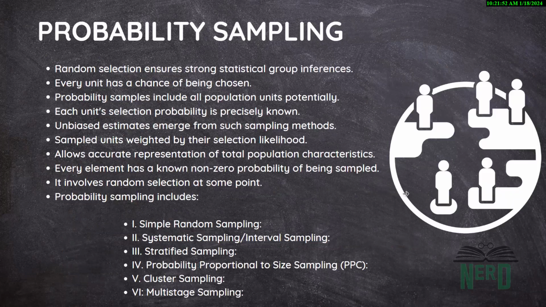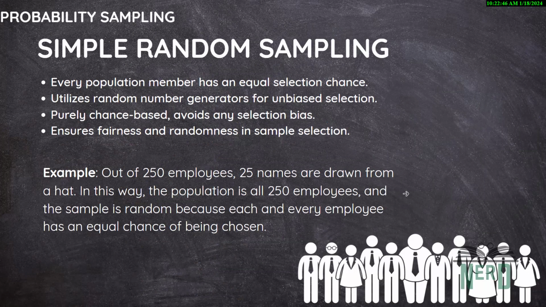So as I told you, probability sampling is what? It's a random selection that ensures strong statistical group inference. The first one we're going to talk about is simple random sampling. Like everyone gets an equal shot. Now let's zoom into a specific type, simple random sampling. So picture this. You have a big jar with the name of every student in your school. If you reach in and pick a name, that's simple random sampling, right? Each person has the same chance of being picked, which is totally fair and square.